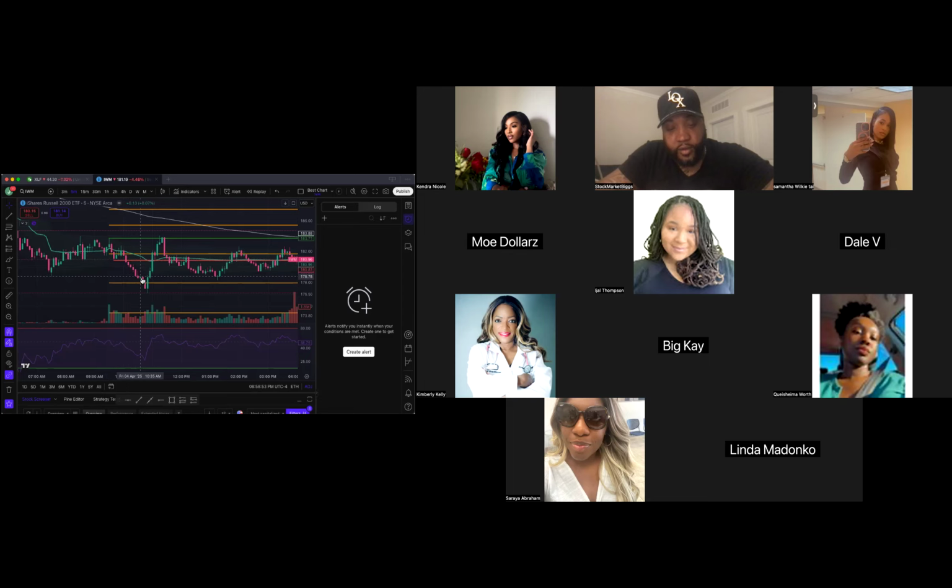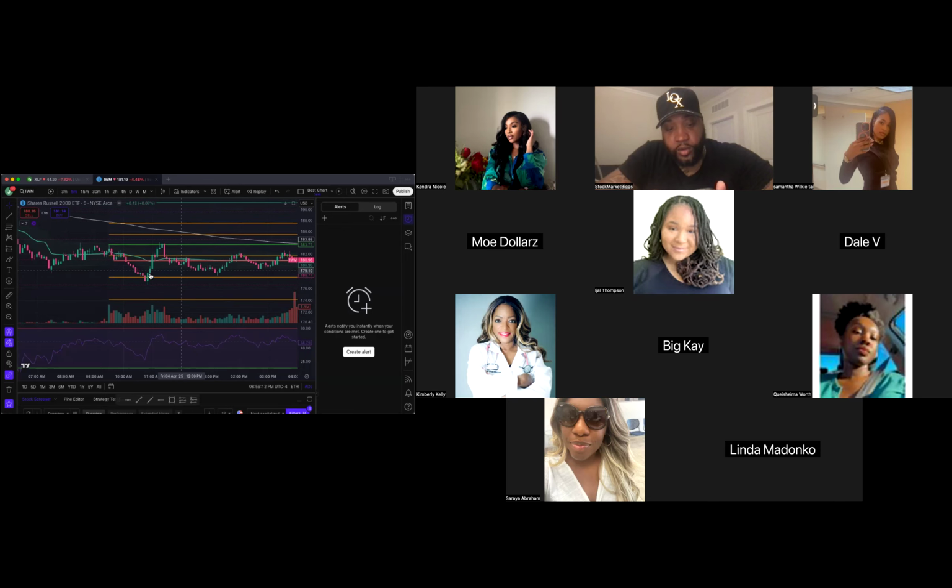But what I wanted to show you guys is, as far as averaging down goes, let's say you get into calls here, right? Because we rejected and we got somewhat of a reversal candle here. We never got a candle close below here, right? So we could have gotten into calls at this point.